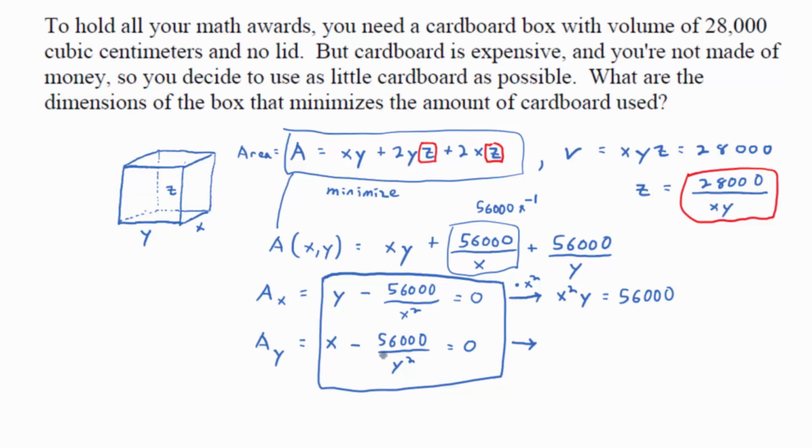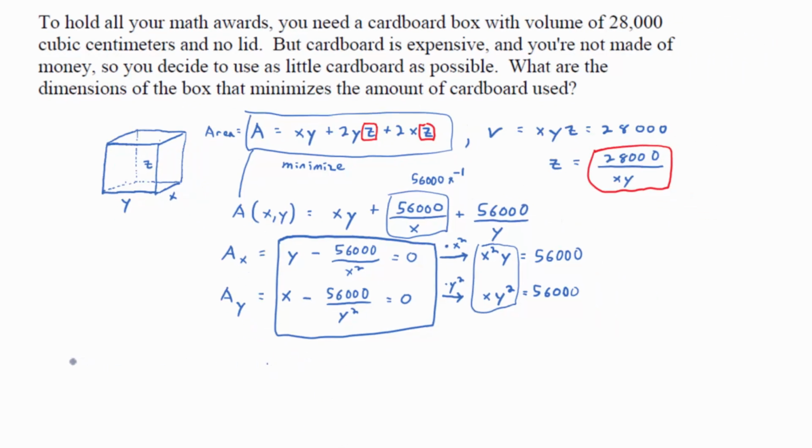And then here, if you multiply through by y squared, what do you get? x y squared equals 56,000. Does everybody believe that? So what can you say about the left-hand side of both of those equations, if they're both equal to 56,000? They're equal. So we get x squared y equals x y squared.